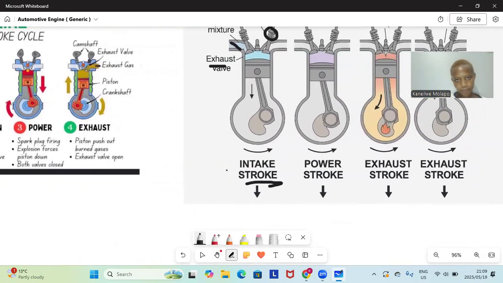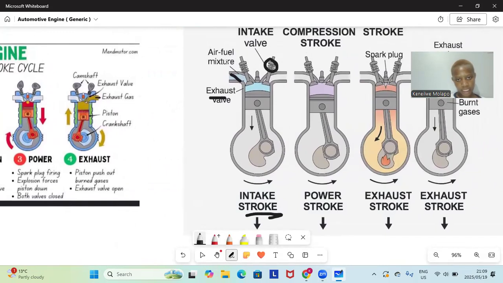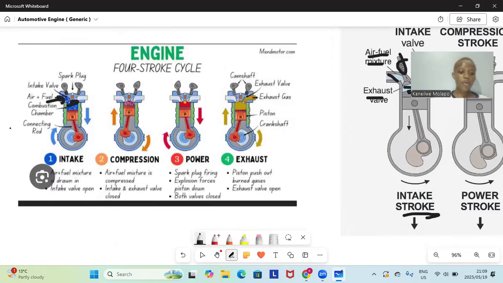Your air and fuel mixture here is drawn in. So this valve opens for the air to come in. Do you understand me?